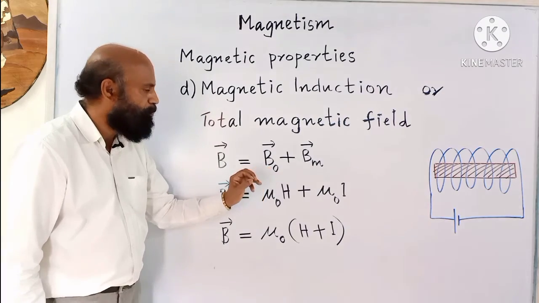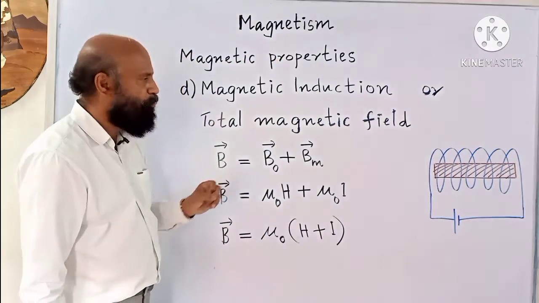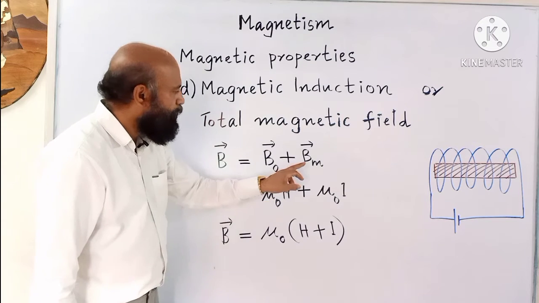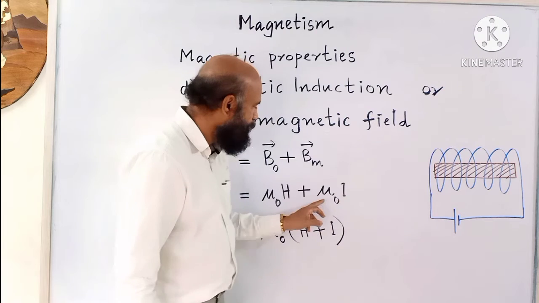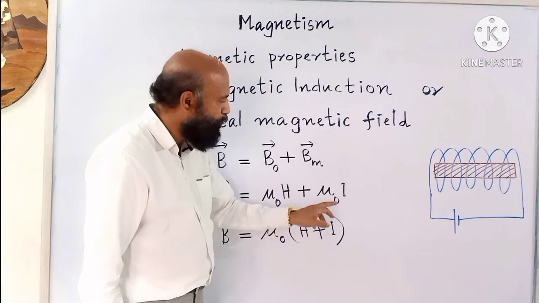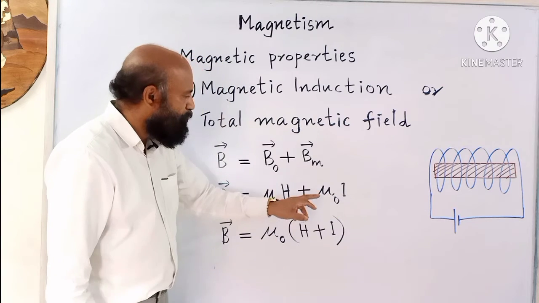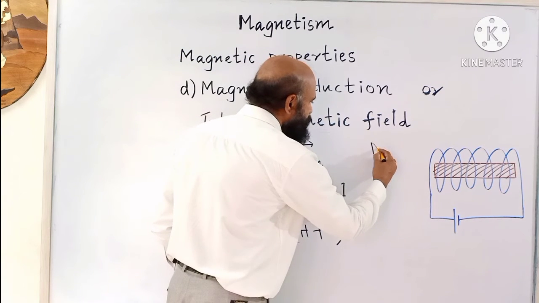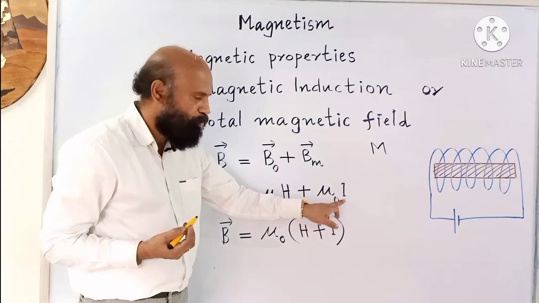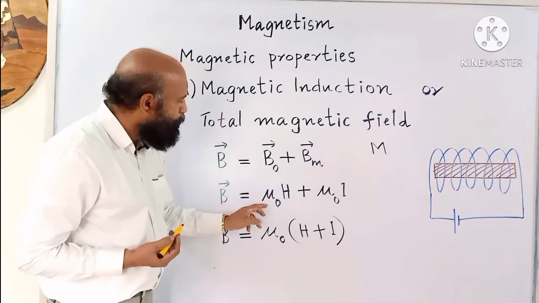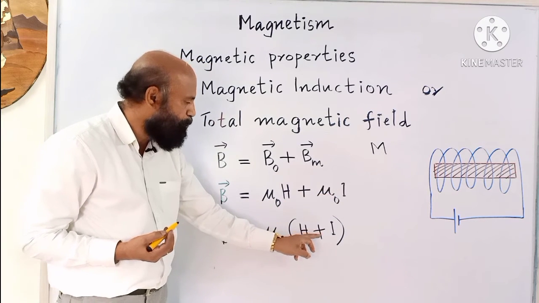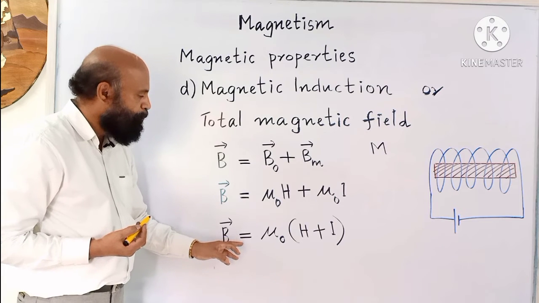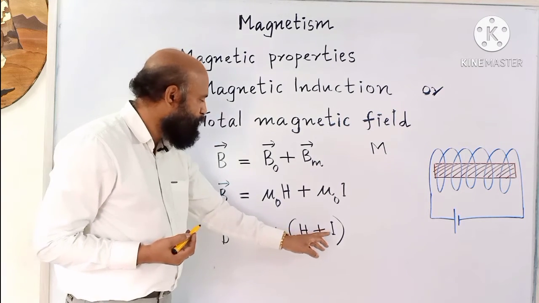So B0, the magnetic field in the vacuum or free space, can be written as mu0 H, where H is the magnetizing field. Then magnetic field in the specimen can be written as mu0 I, where I is the intensity of magnetization. When I explained the intensity of magnetization, I used the letter M. You can use I also for intensity of magnetization. Mu0 is common, so you take it outside. So H plus I, where B vector is the total magnetic field. Total magnetic field B is equal to mu0 times H plus I.